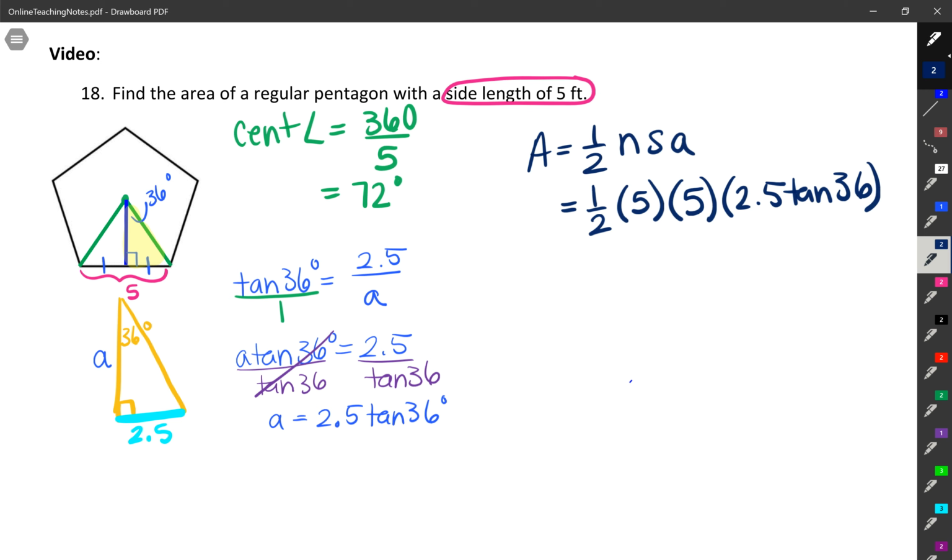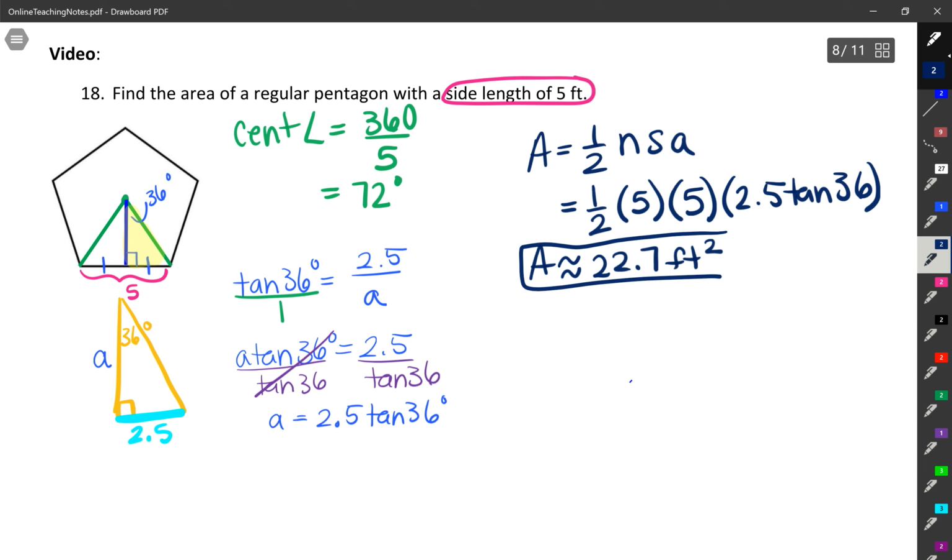And then I just plug this into my calculator. So plugging this into my calculator, times 0.5 times 2.5 tangent of 36. And let's see here. I get 22.7, let's just do the nearest tenth, and that's going to be feet squared. And there we have our area.